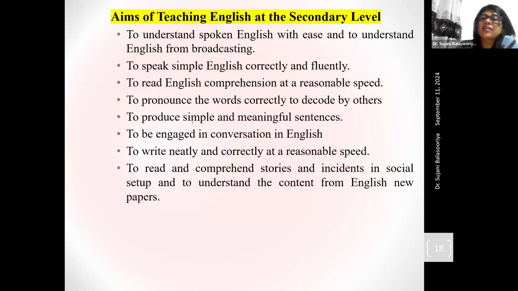And this is the secondary level: aims of teaching English at the secondary level. Here also we have some. You should find in this list some points that are a little more advanced than the previous list, somewhat advanced points.